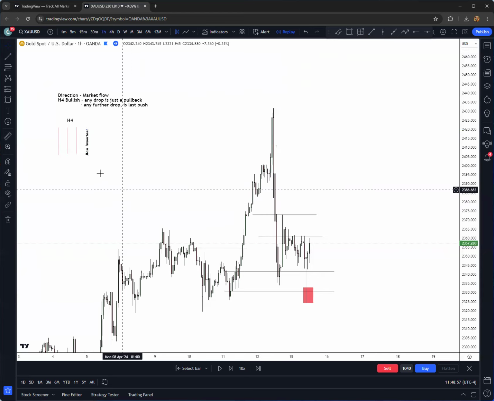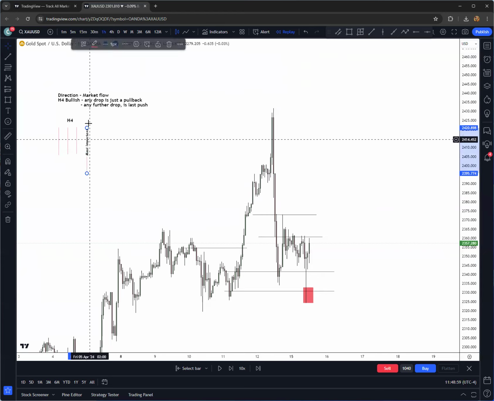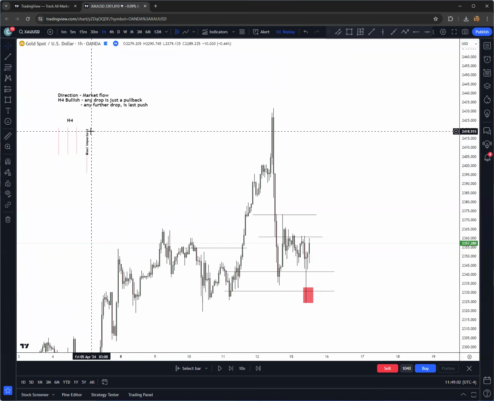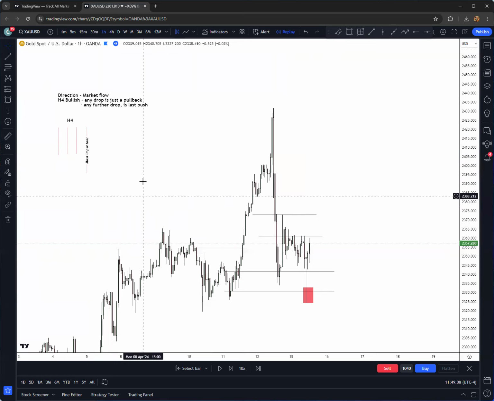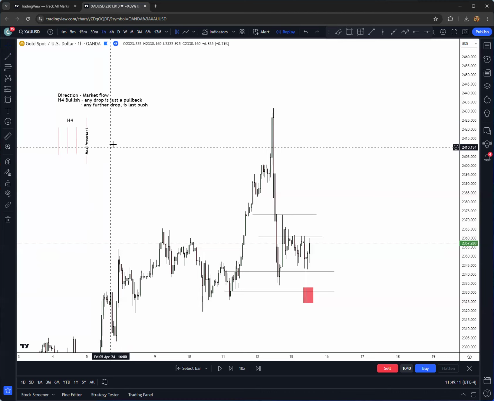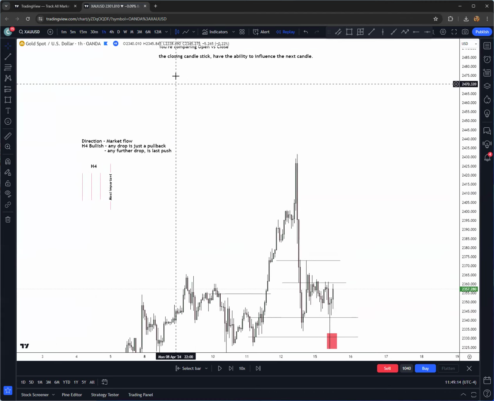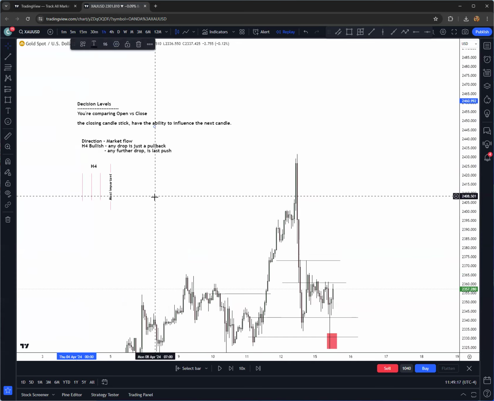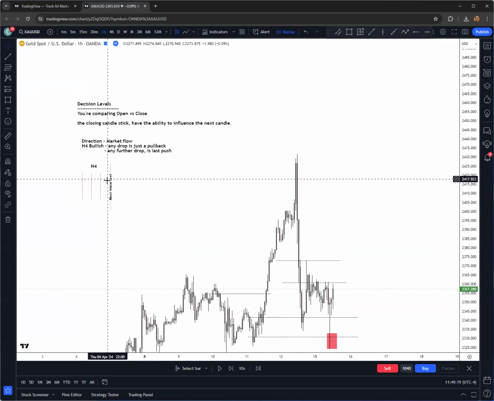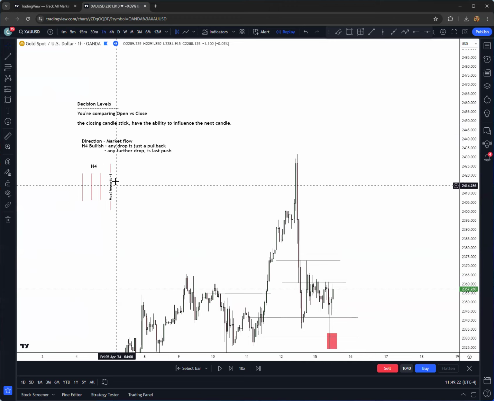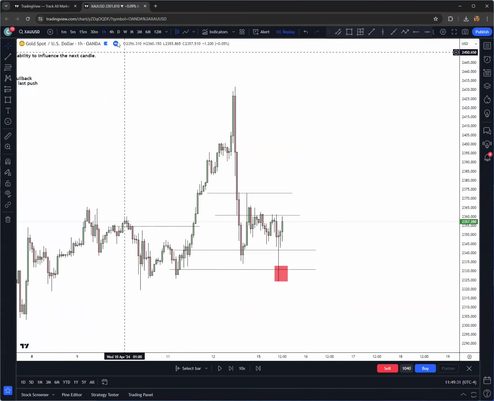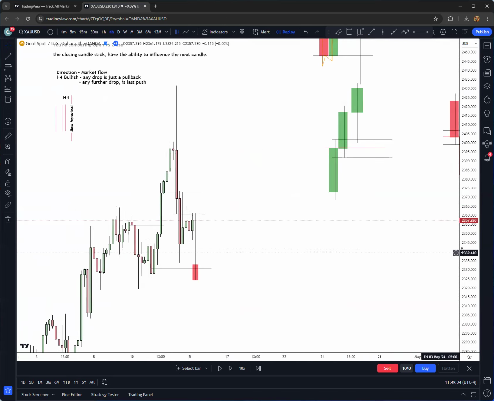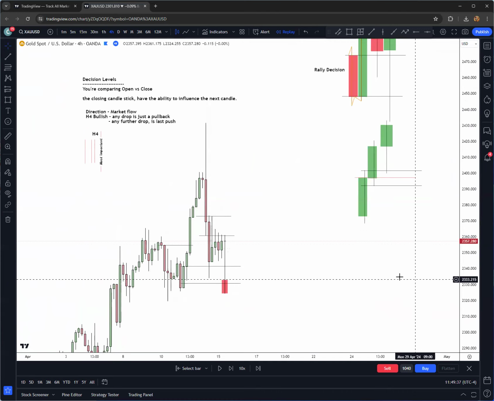He's the most important because it is the one that is closing the H4 candle, right? So remember what I said up here, that the closing candle has the ability to influence the next one. So whenever this one closes, it has the ability to influence the next H4 candle. So now if you go back up to H4 to show you what happened, right?